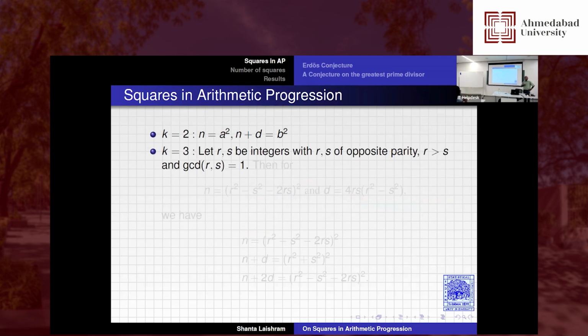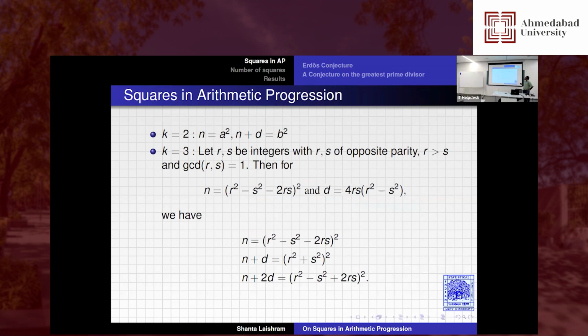Now if you look at 3 term arithmetic progressions of all squares, then also we can easily say you have infinitely many families. One such family is given by taking any 2 integers r and s of opposite parity. Opposite parity means one is odd, the other even. So if r is odd, s is even, and vice versa. You take r bigger than s, and r and s co-prime.